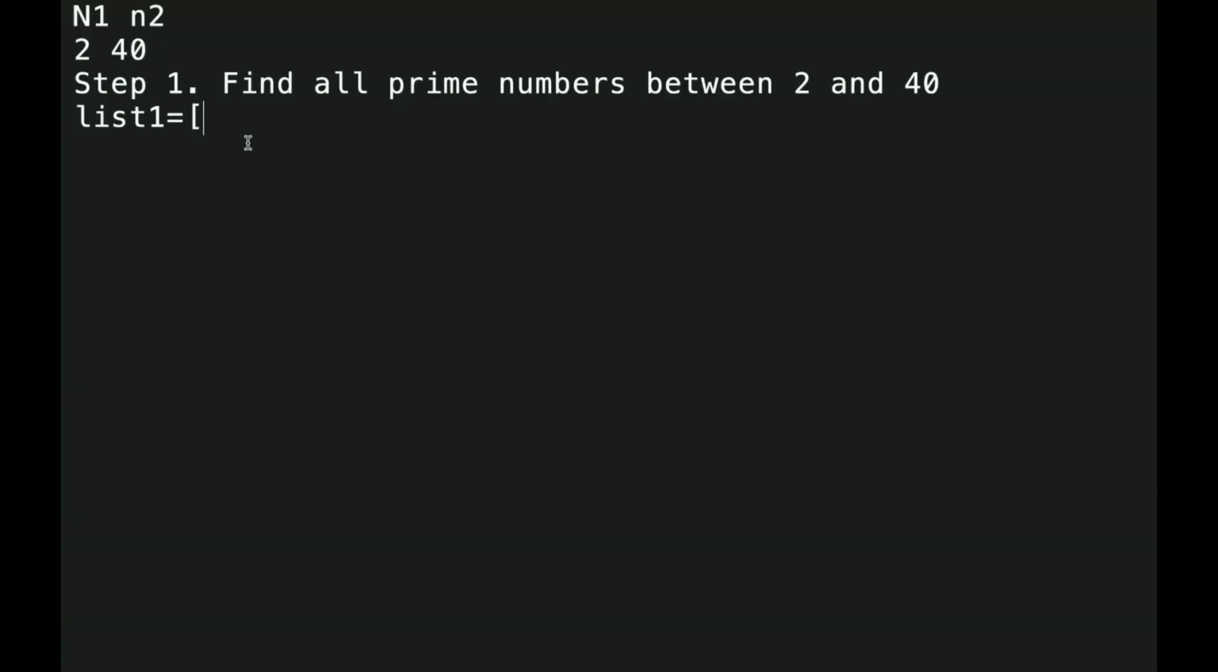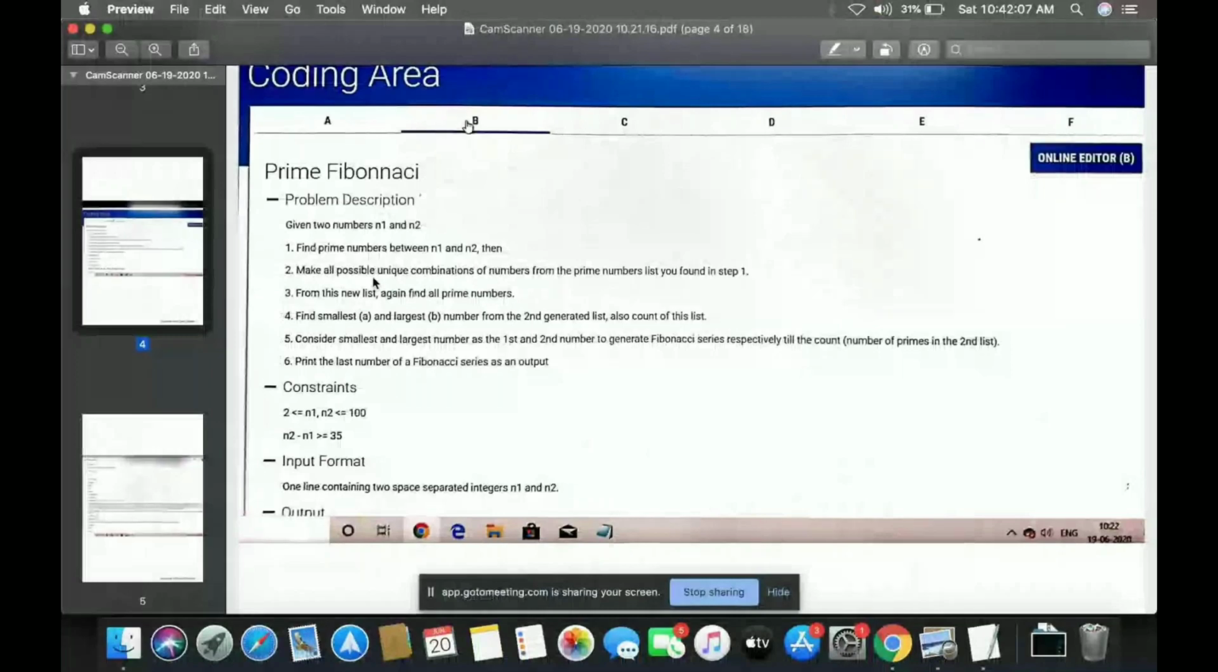So my list one becomes 2, 3, 5, 7, 11, 13, 17, 19, 23, 29, 31, 37. I hope I'm right with the list; I might have missed something. Never mind, we have to generate all the primes between 2 and 40. And then the second step is to make all possible unique combinations of numbers from the prime list.